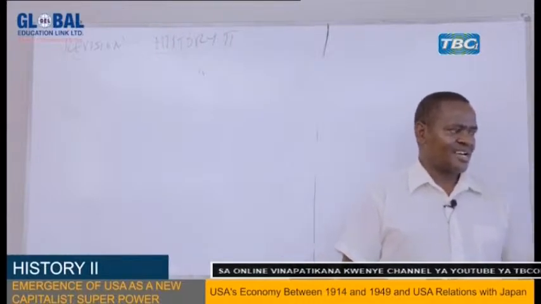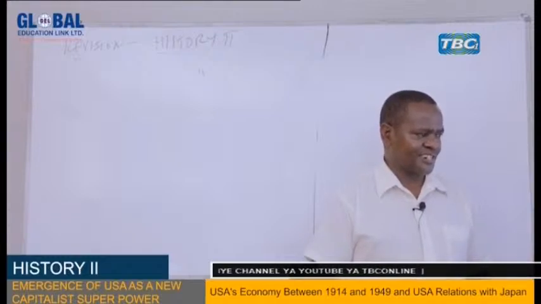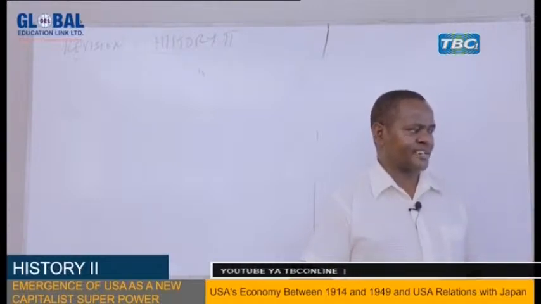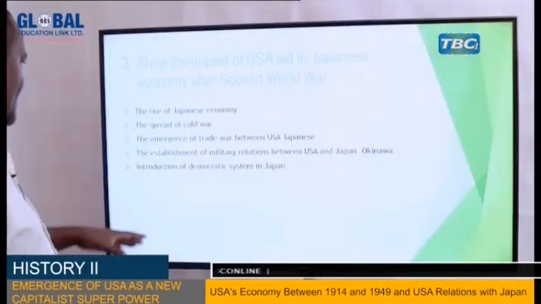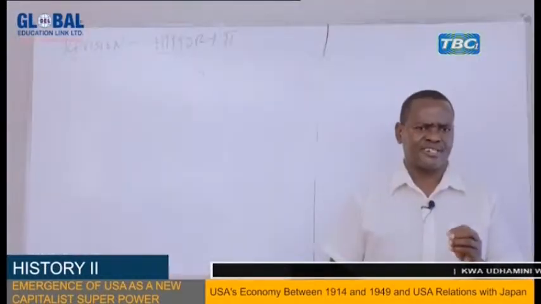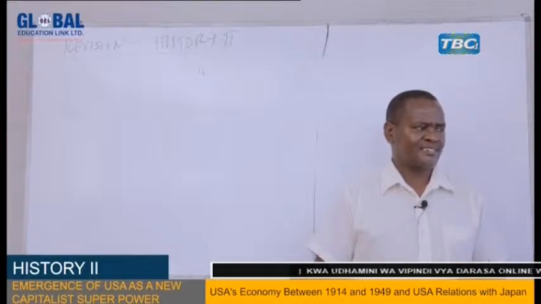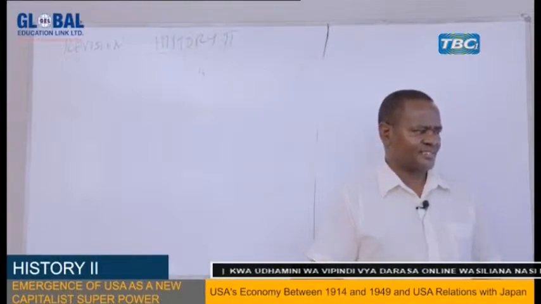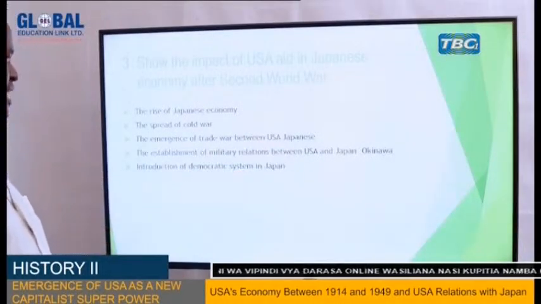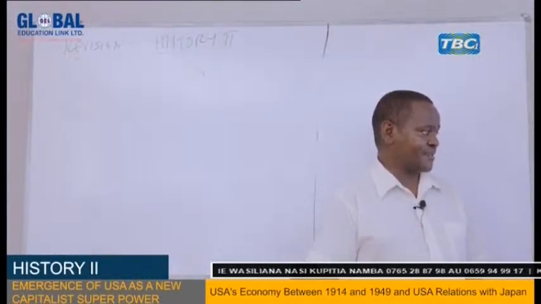Even though that trade war has now calmed down after the emergence of China, now of course we see China and Japan, and China and the United States of America, being in a trade war. Establishment of military relations between the USA and Japan: when you read the Japanese constitution, the defense of Japan is in the hands of the Americans. And the Americans had their forces at Okinawa for quite a long time. They used to have their forces at Okinawa in Japan.